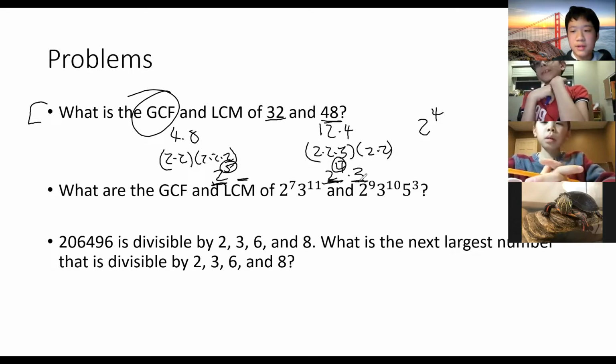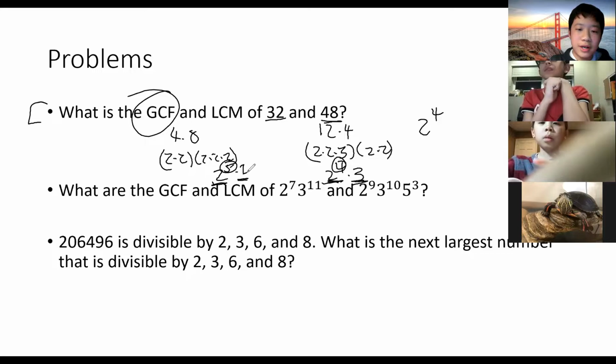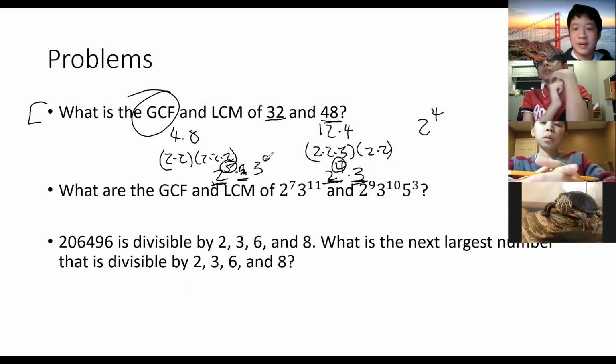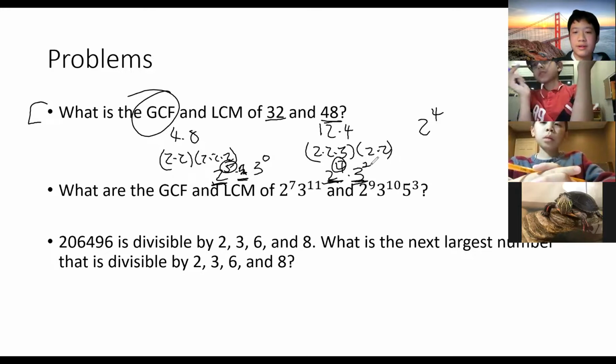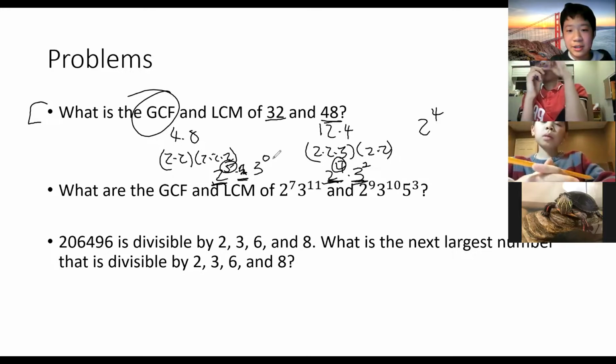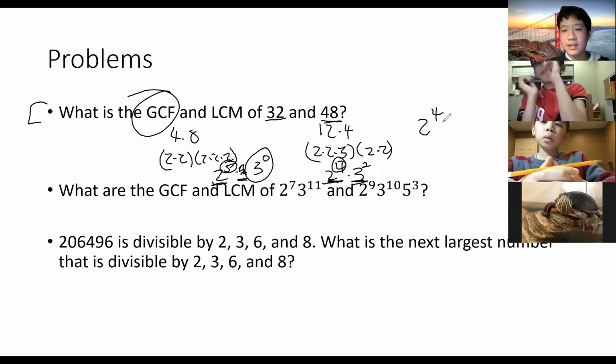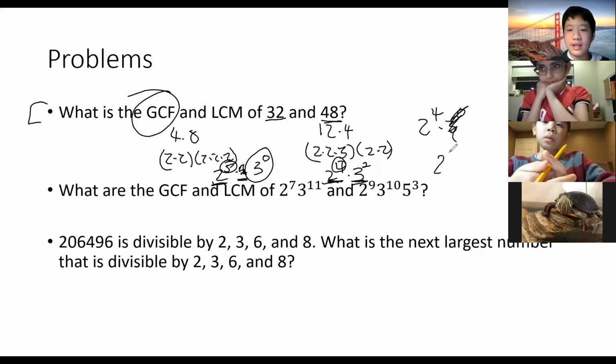Well, I don't have a power of 3 here. What do I do? Well, this is just like multiplying by 1, right? And what is 1? Well, 1 is 3 to the 0 power. 3 to the 1 power here. Again, we're taking the smaller one. 0 is smaller than 1. We're taking this, and this is basically 1. So our answer is 2 to the 4th, 16.